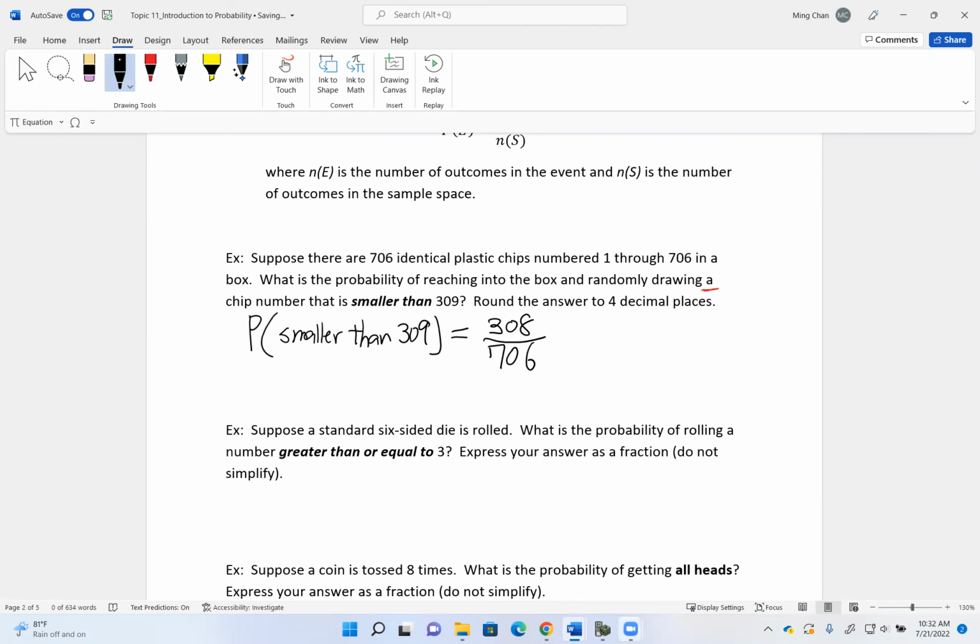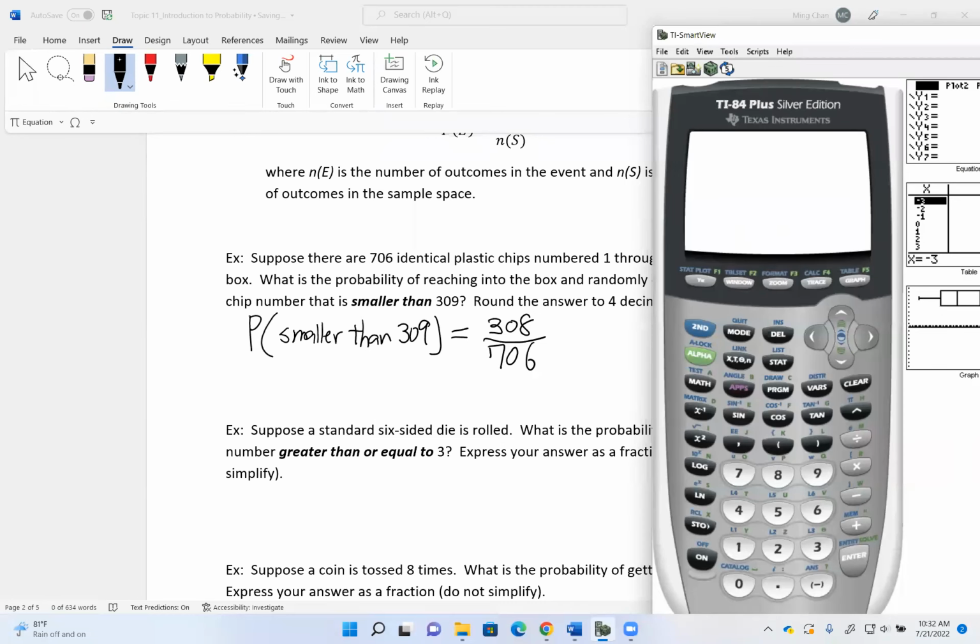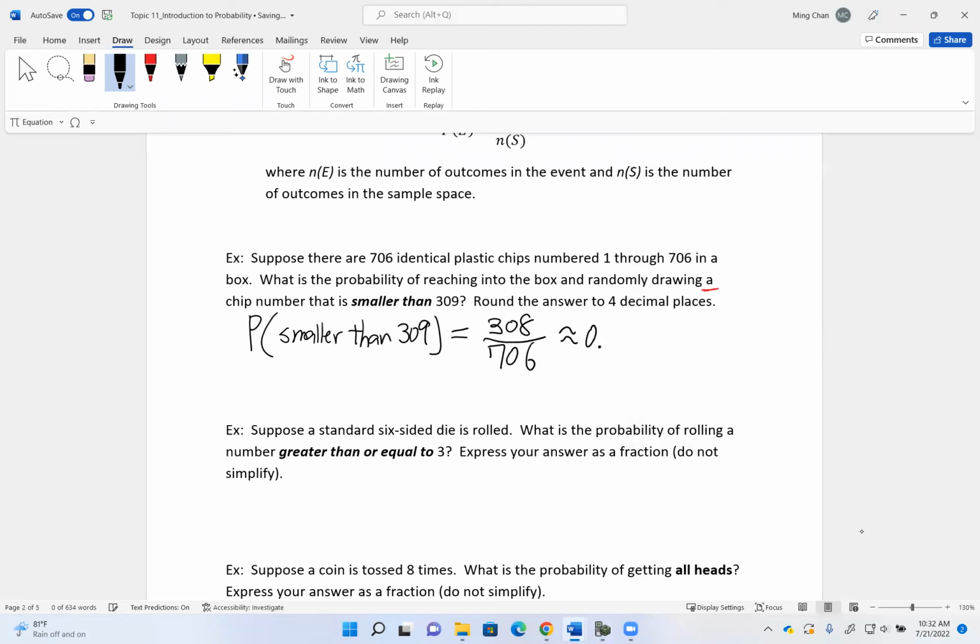Okay, so if I put that in the calculator, normally in probability we round the decimal to 4 places. If not, we will leave it as a fraction. So to 4 decimal places, that will be 0.4363. If you multiply by 100, it's about a 43.6% chance of drawing a chip that is smaller than 309.